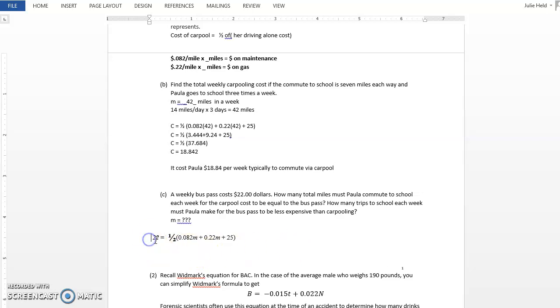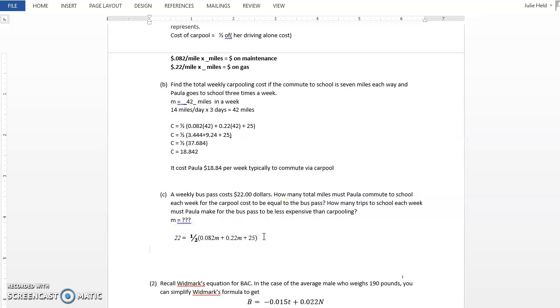So I could just plug a 22 in where my C was, and then the goal is to know what M is. So I'm just thinking about this first question here, right? How many miles? So if I have the equation, I don't have to try to figure this out in my head. I can just solve the equation. So we have some choices now. So I would wonder, what should I do about this half? One of the things that I notice is I could distribute it.